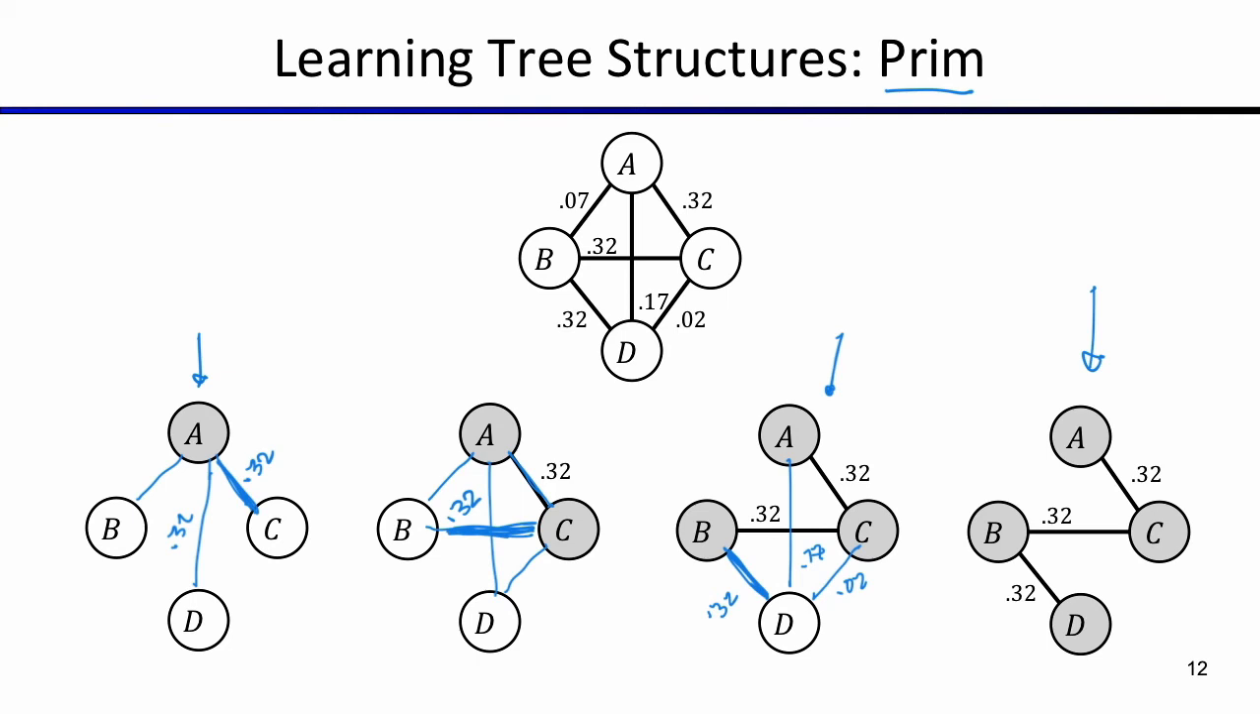Given this maximum spanning tree, now I need to select the root. Again, I can select any node as a root because we have this property that the mutual information is symmetric.